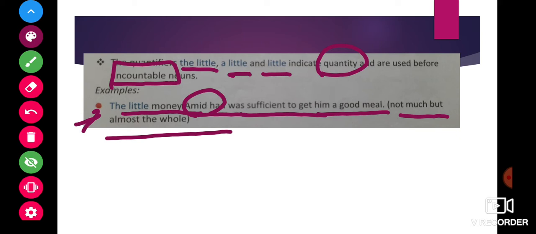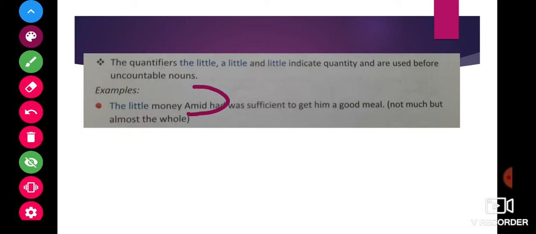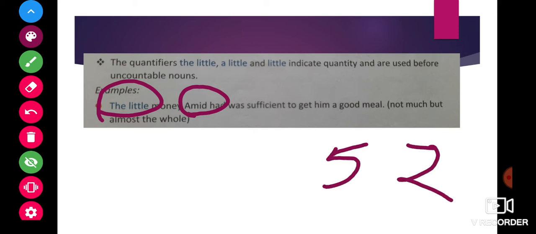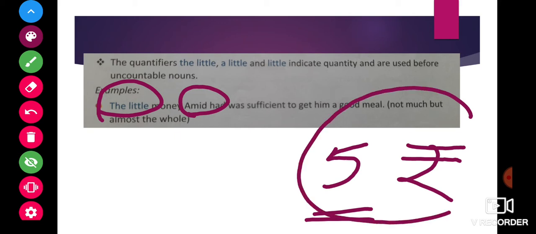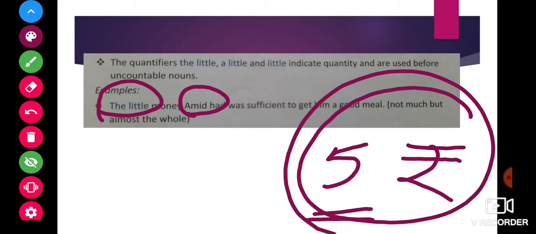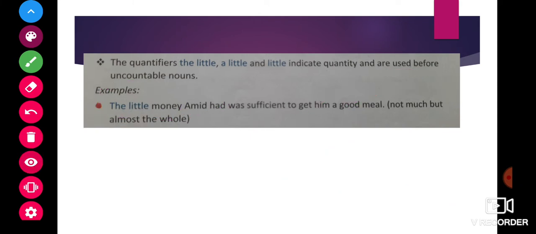And from that money, all of the money is sufficient. That means however much amount we have, the amount is small, but we are considering the whole amount. In that case, we use the little. For example, I have 5 rupees. 5 rupees is a small amount, but when I consider the whole of 5 rupees, in that case I use the little.